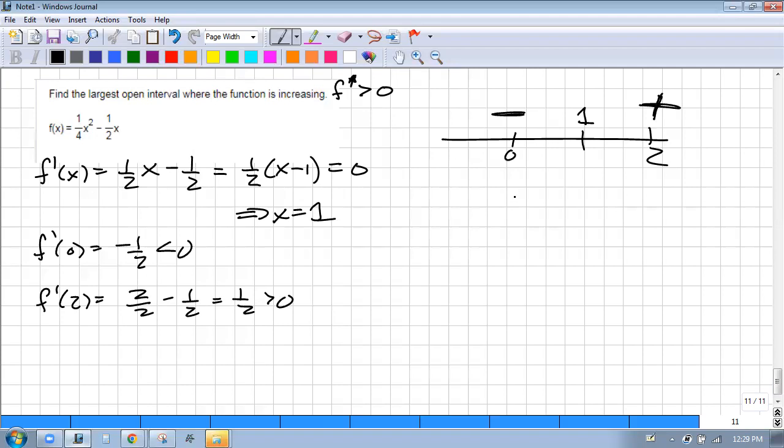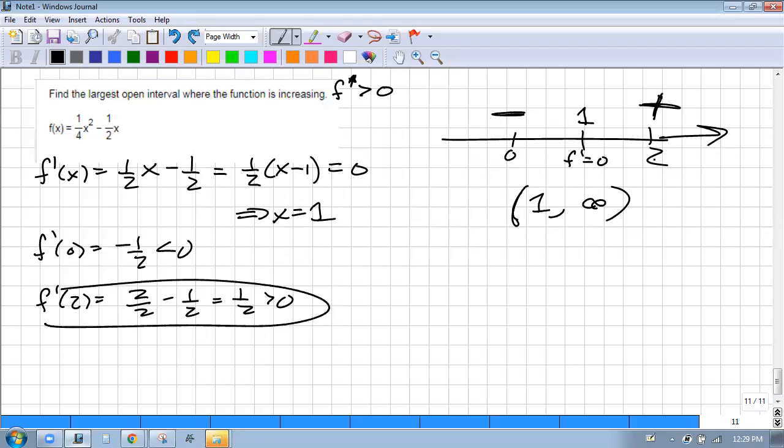So the answer would be from 1 to infinity. Right? Round bracket, because at 1 it is 0. Right here is where f prime is equal to 0. Everything to the right of it is greater than 0. Yeah, it's right here. Plugged in the number 2, and I got that it's positive. So these were my test points.